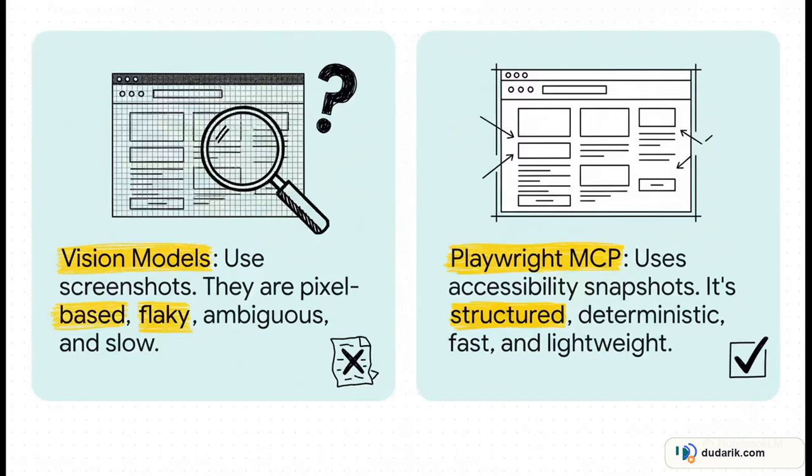And this chart just lays it out perfectly. On the left, you've got the old way, right? Using vision models to stare at pixels, which is slow, expensive, and breaks all the time. But on the right, you have the Playwright MCP way. It's all structured data. It's fast, it's lightweight, and it's deterministic. It works the same way every single time. Honestly, the blueprint analogy is spot on. It's the difference between guessing from a photo and having the architect's actual plans.